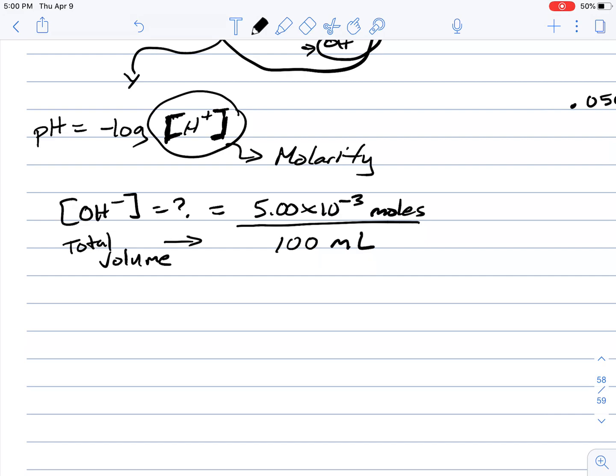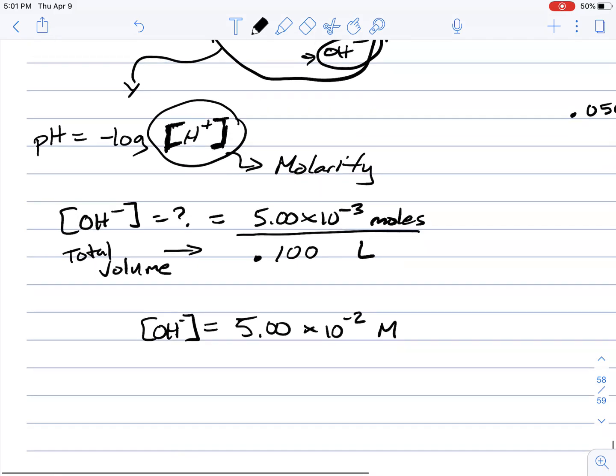And so if I wanted to express that in liters, which I should because I'm calculating molarity, that's going to be 0.1 liter. And so I'm going to divide this number of moles by 0.1, and then that's going to give me a molar concentration of 5.00 times 10 to the negative 2 of hydroxide. Okay.